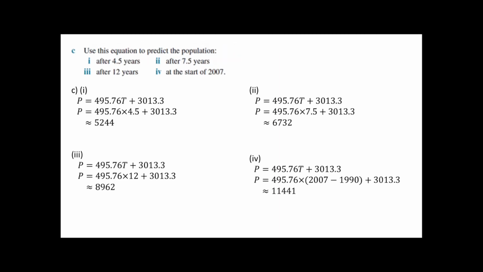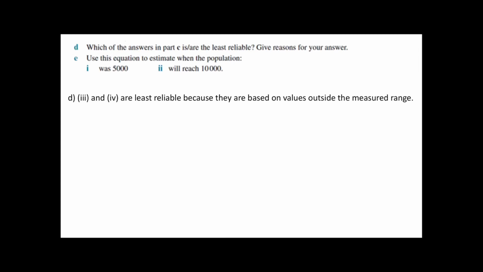Now part D, which of the answers in part C is or are the least reliable? Give reasons for your answer. If you go to part C, in the first case t is 4.5, second case 7.5, in the third and fourth, both t values are out of the range of the given data set. Therefore, parts 3 and 4 are least reliable because they are based on values outside the measured range.